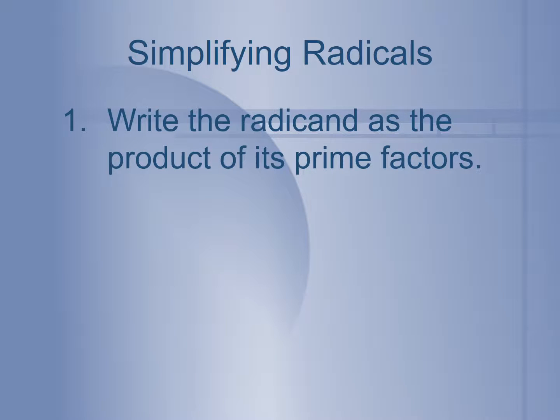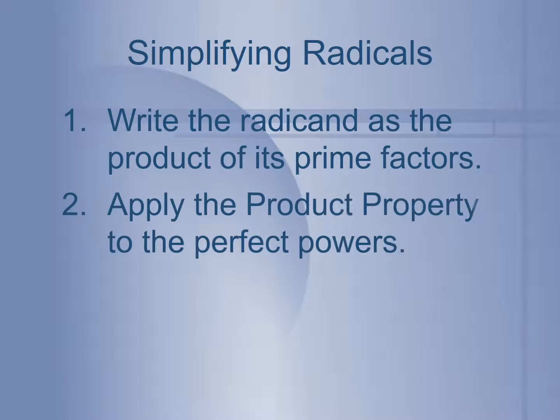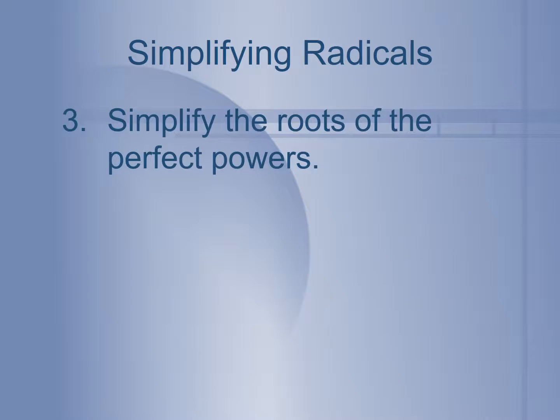So when you are simplifying radicals, these will be your steps. Step 1, write the radicand as the product of its prime factors. Once you write your radicand as a product of factors, you can easily tell and identify your perfect powers. The second step is to apply the product property to separate those perfect powers into their own radical. And your third step is to simplify the roots of the perfect powers.